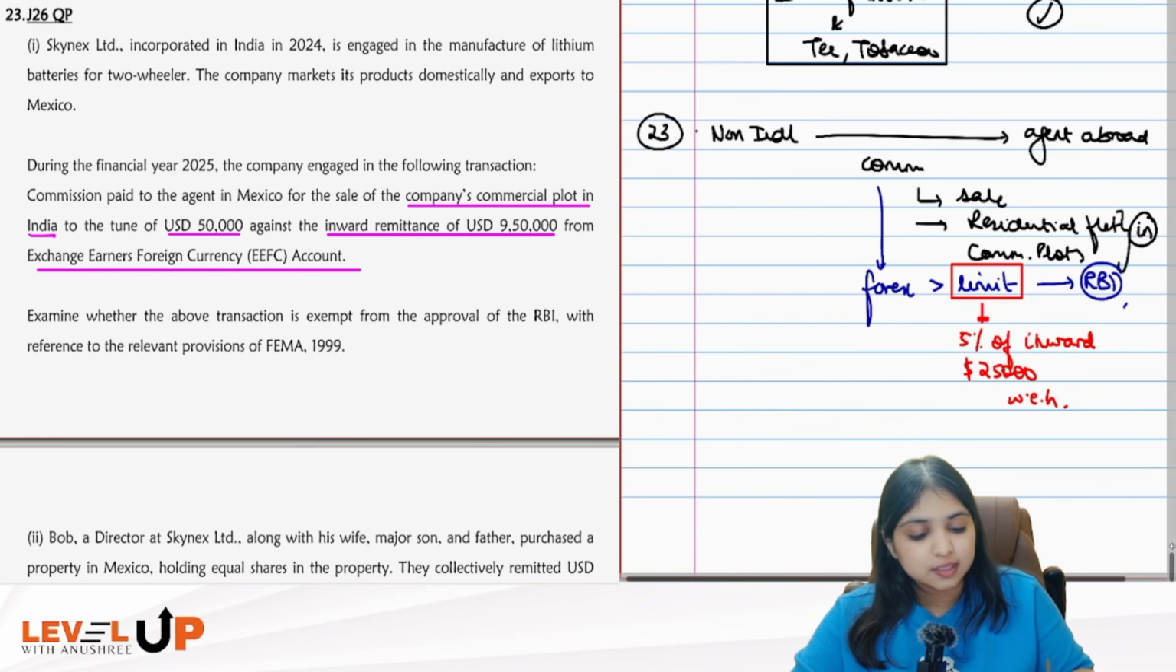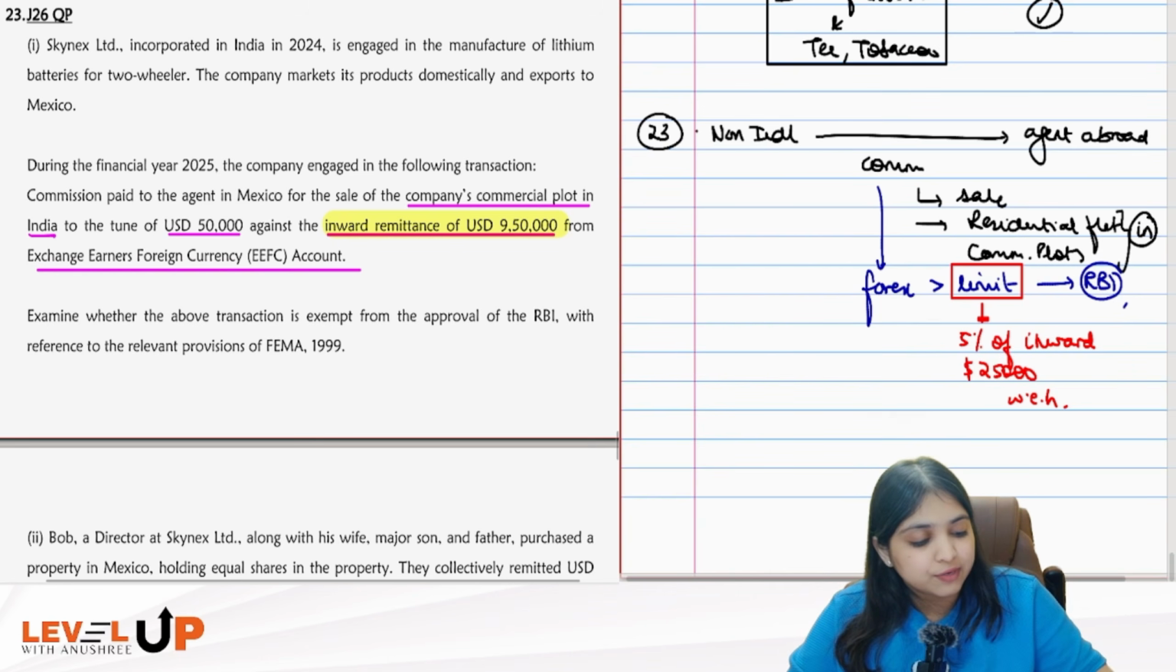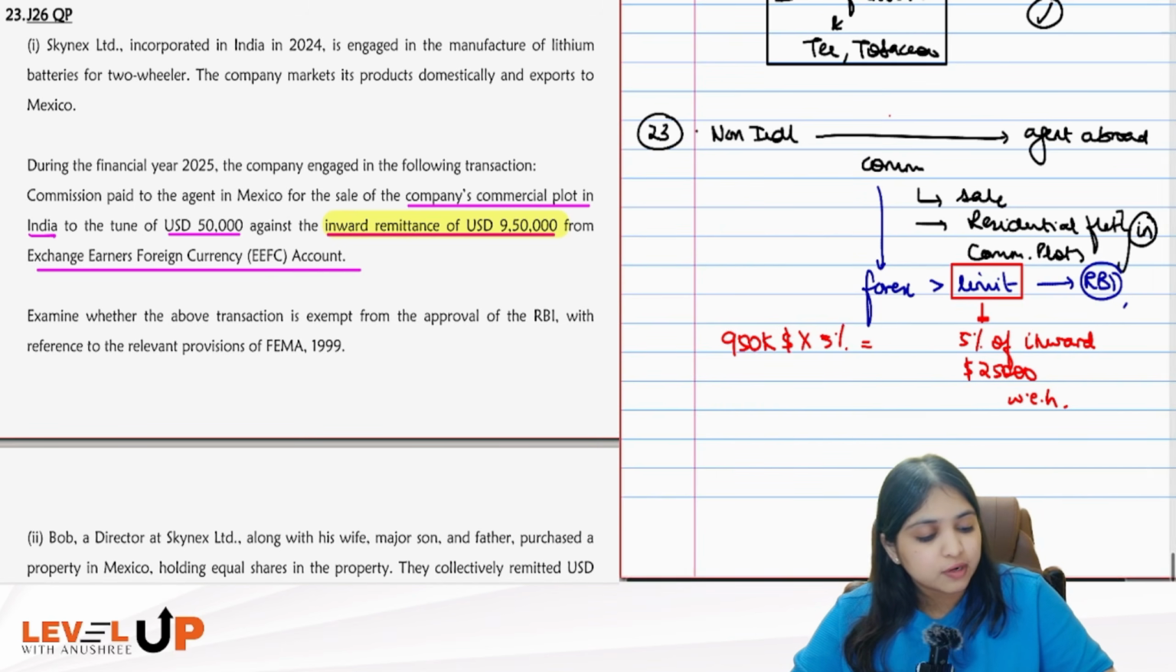Now come to the question, what is the inward remittance over here? See, the inward remittance is $950,000. So $950,000 into 5% will be how much? That will be 47,500. So 47,500 or $25,000, whichever is higher. Which is higher? 47,500. So here the limit is 47,500.